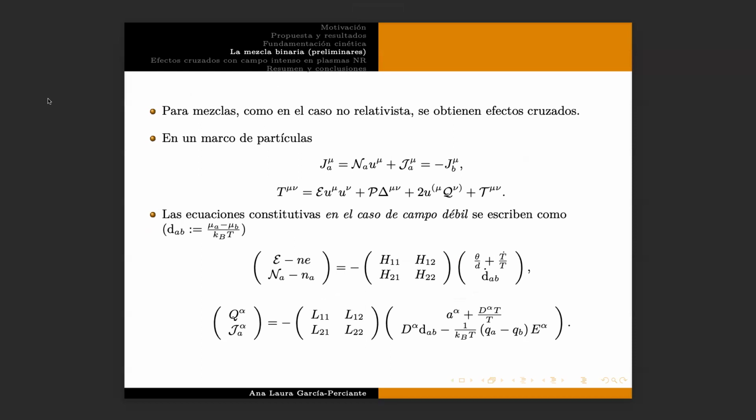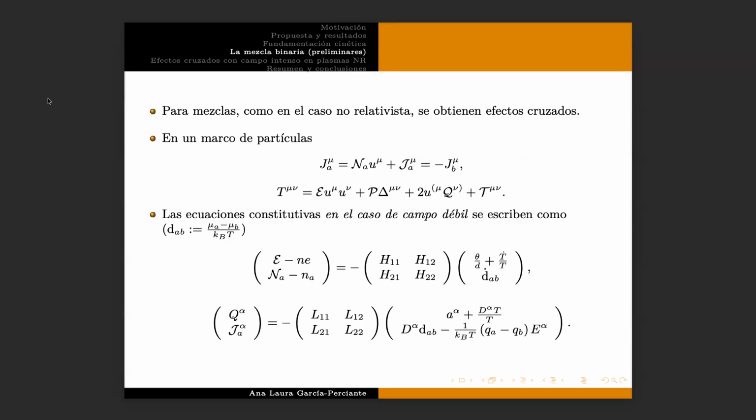Okay. So, what one should get for the binary mixture are these, this is the current, this is the stress energy tensor, and the constitutive equations look like this. And these are what I wanted to show you. Maybe don't pay attention to this one. I think the interesting one is this one. This is the vector constitutive equation. And what you have is this is the heat flux. This is the particle current, the non-equilibrium parts of the particle current.